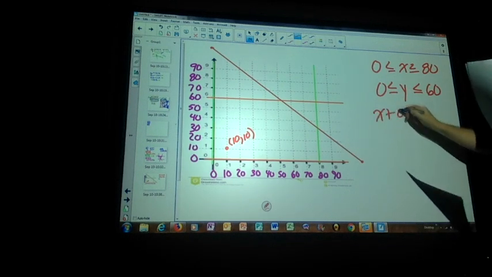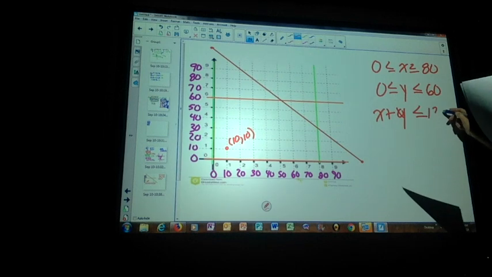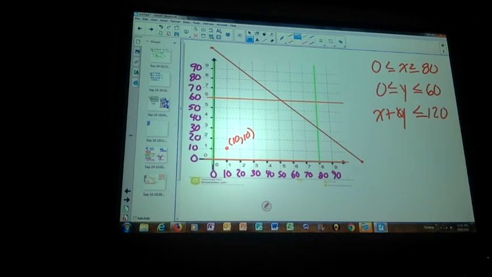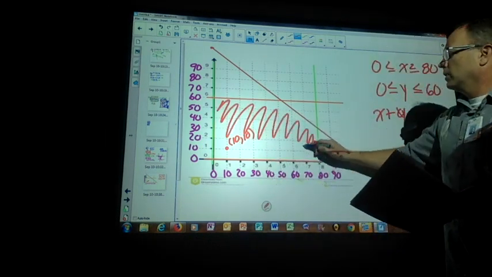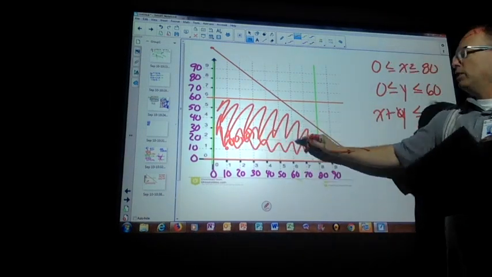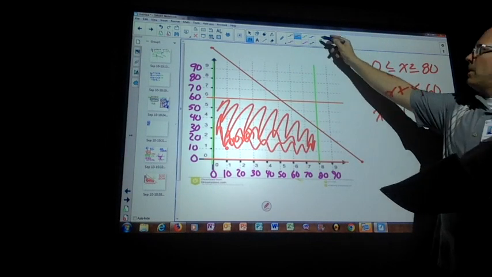It's true. X plus y is less than or equal to 120. So 10 plus 10, 20 is less than 120. So here is my feasible region that I'm going to shade. Is that okay so far? Now let's find my points.